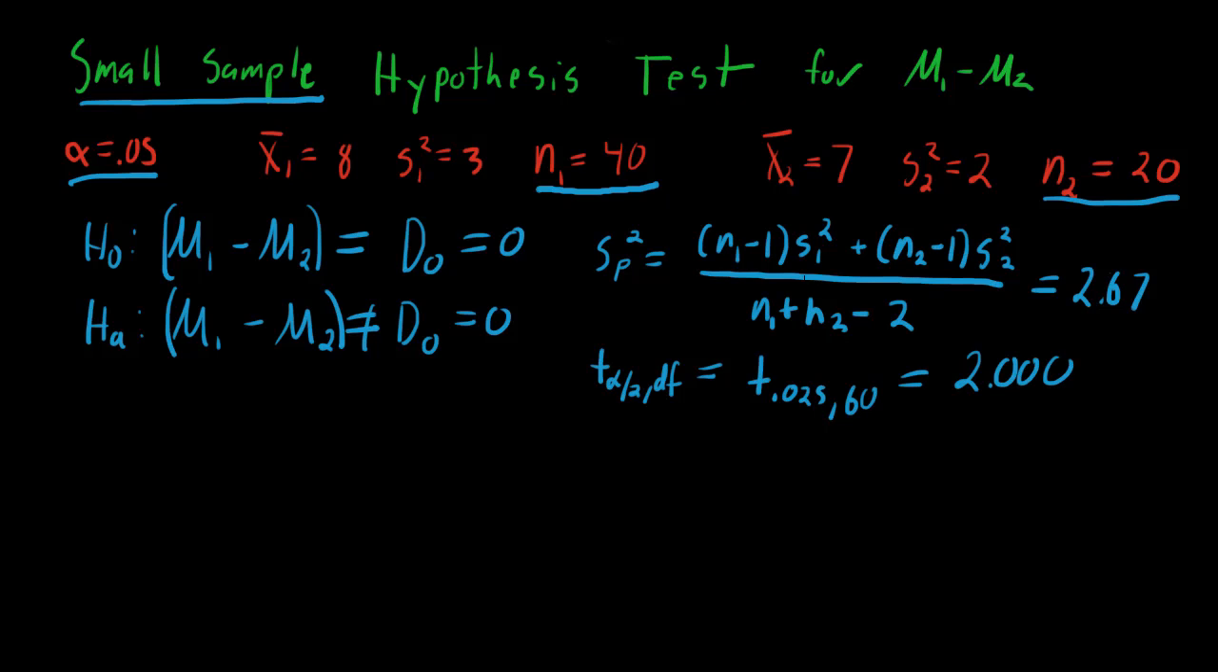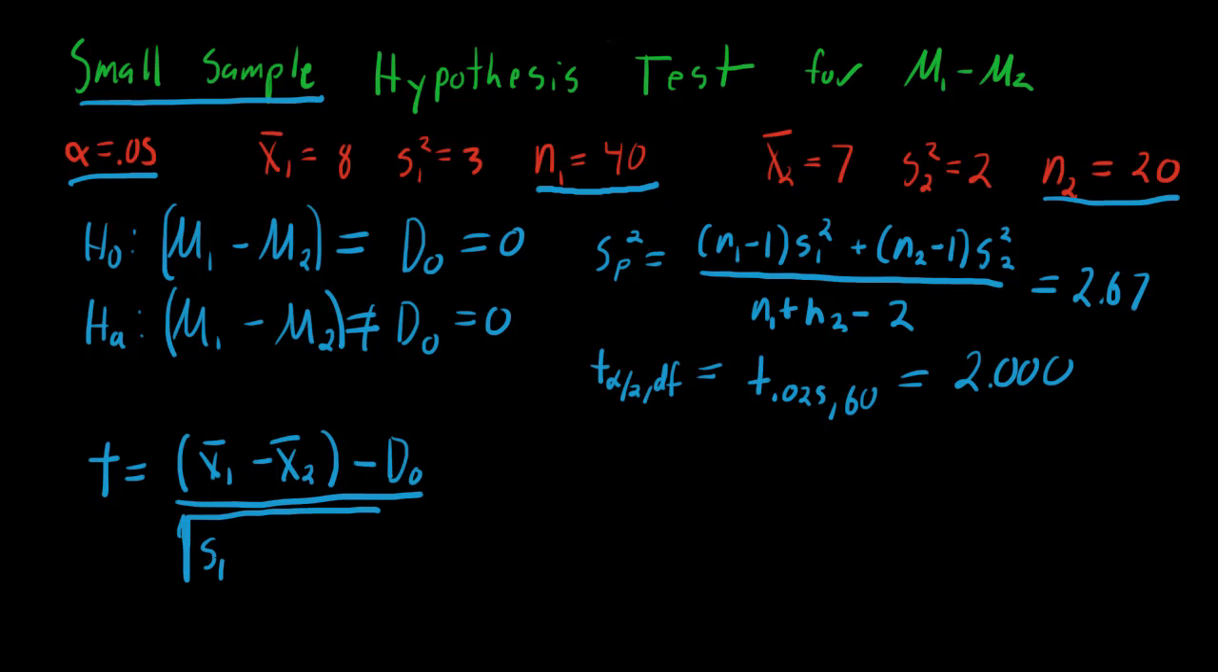Now we're going to use all this information as we actually conduct our test. So to conduct our test, we need to use our test statistic, t, which is equal to x1 bar minus x2 bar, all that minus our d0 value, and divide that by the square root of Sp squared times 1 over n1 plus 1 over n2.